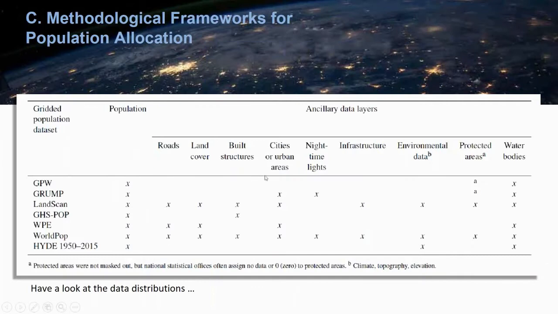This table provides an interesting overview of how many ancillary variables are used to create the different population grids. You can see the population grids that I mentioned before, and it's interesting to see how they differ in terms of what kind of ancillary variables are flowing into the creation of these different population grids. This is directly connected to the methodological framework used for each of these population grids to be produced.